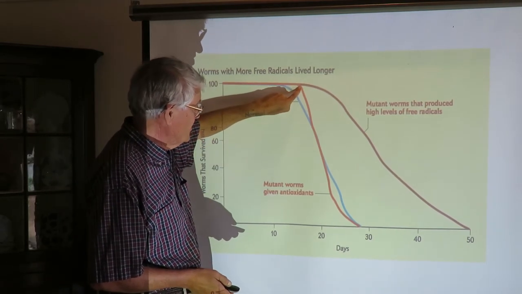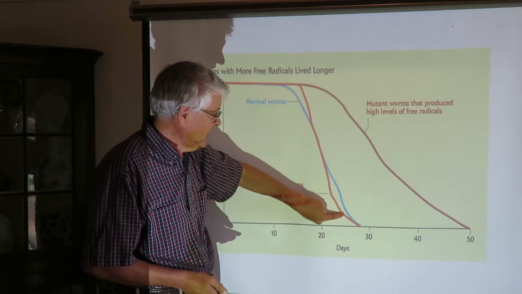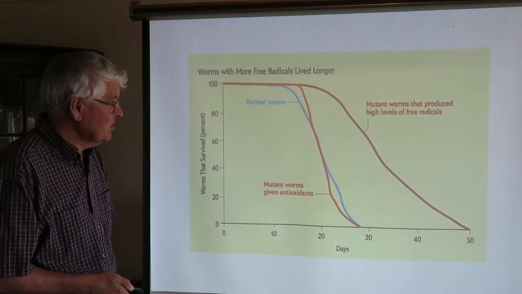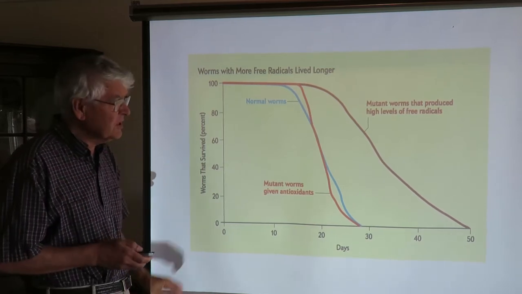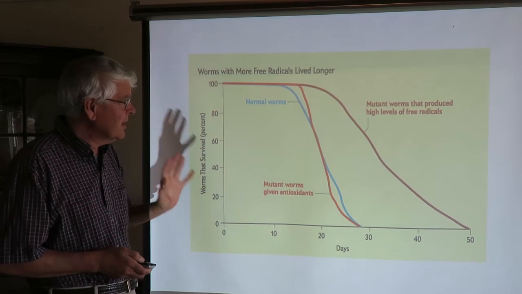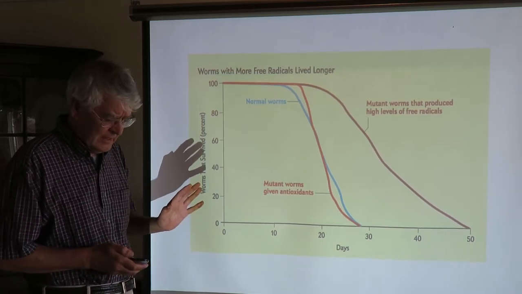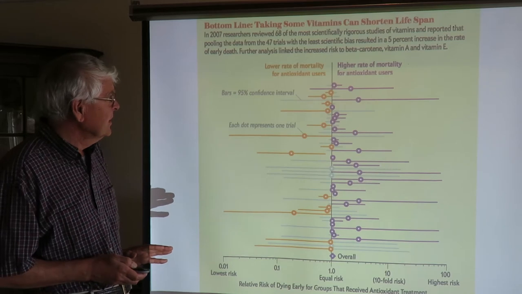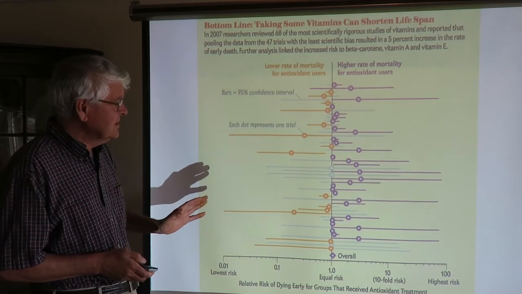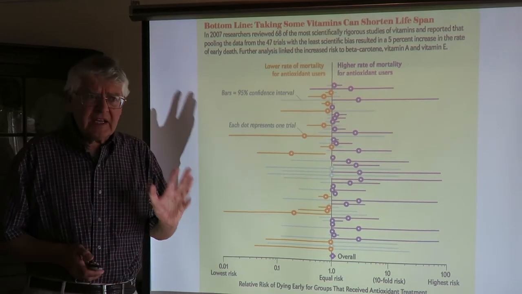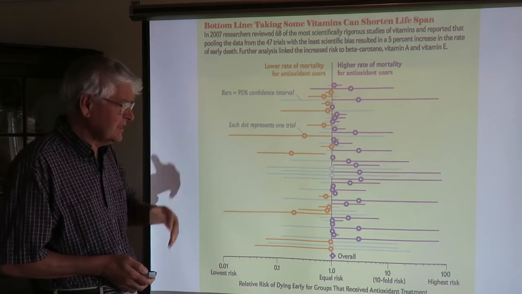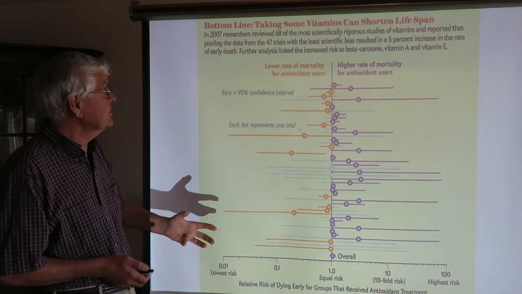So these are mutant worms given antioxidants, and it brings their life expectancy back to normal. So this was a real puzzle, and we still don't really understand how this works, but I'm going to tell you about one hypothesis that's getting a lot of investigation these days. It's being looked at because a lot of dietary studies have been done looking at the effect of antioxidants on humans and a lot of other creatures.